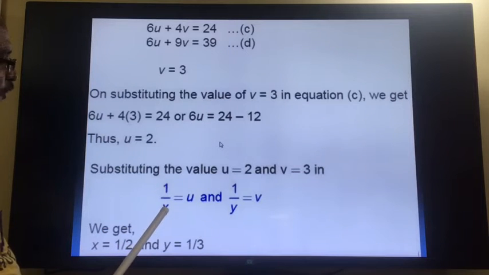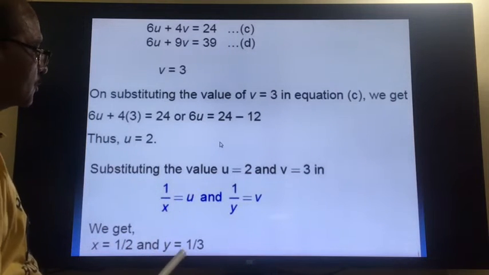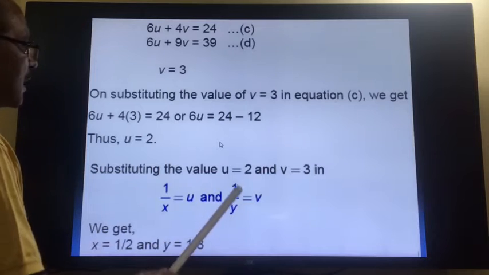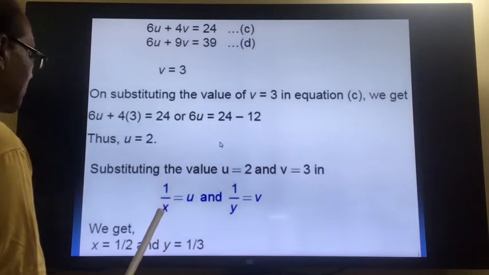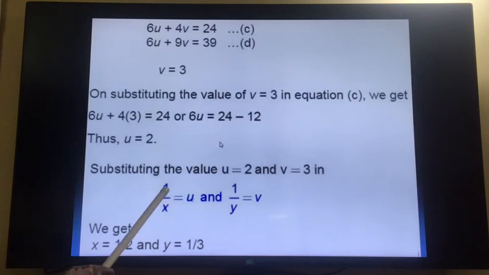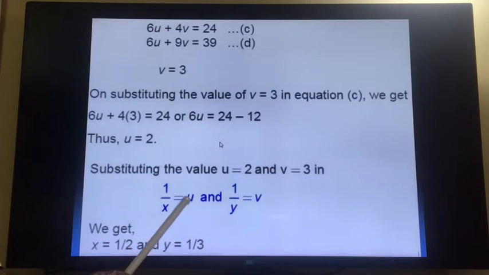So in the beginning we suppose 1 upon x is equal to u. So in this equation we will put the value of u, and 1 upon y we suppose as v. So in place of v we will write 3. So here we will get u is equal to 2. So 1 upon x is equal to 2. So x will be equal to 1 upon 2.